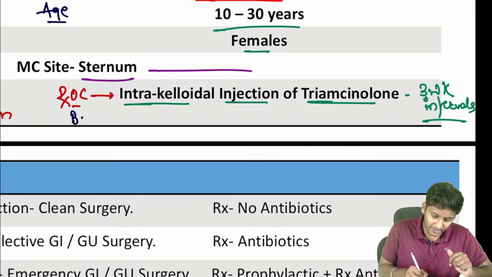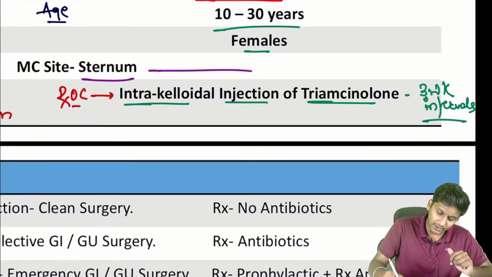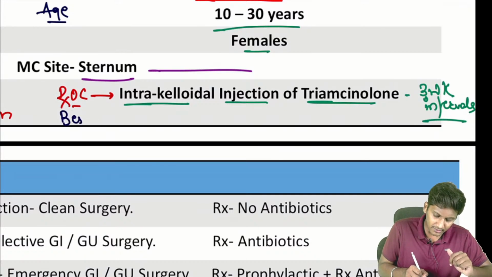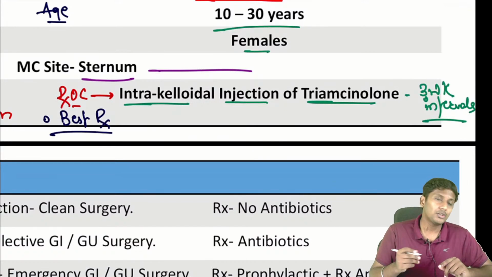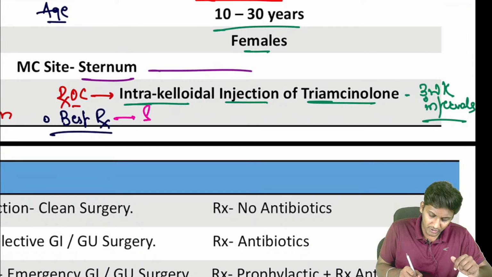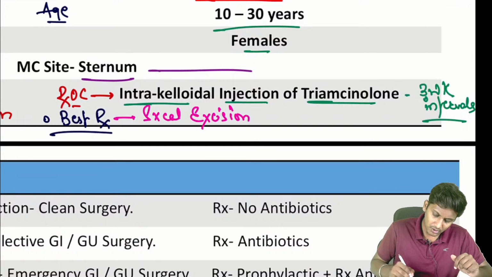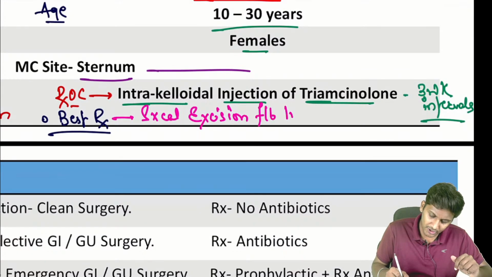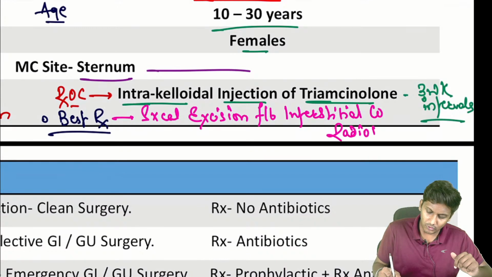But if they ask you better than this, because even after giving a triamcinolone injection inside the keloid, there is a high chance of recurrence. There is a very high chance of recurrence. So what is the best treatment then? So best treatment is not this. Best treatment will be, you have to remember, best treatment is actually surgical excision followed by interstitial cobalt radiotherapy. Okay, followed by interstitial, CO is nothing but cobalt, followed by interstitial cobalt radiotherapy.